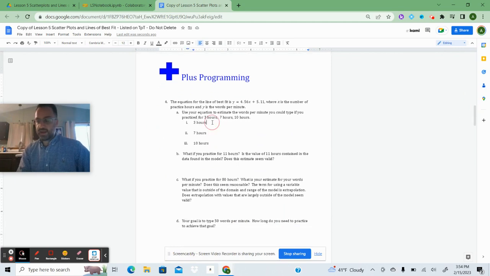Here, the equation for the line of best fit is y equals 4.56x plus 5.11. Use it to find the words per minute if you practice for 3 hours, 7 hours, and 10 hours. So here what you do is go 4.56 times 3 plus 5.11. And I'm going to grab a calculator right here. Let's go ahead and do that. And you get 18.79.